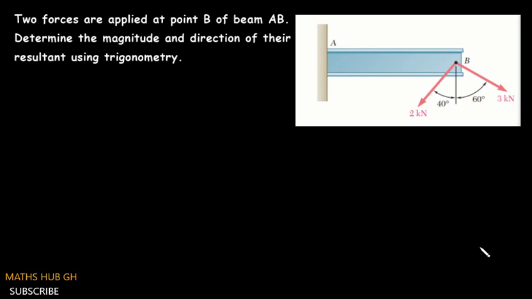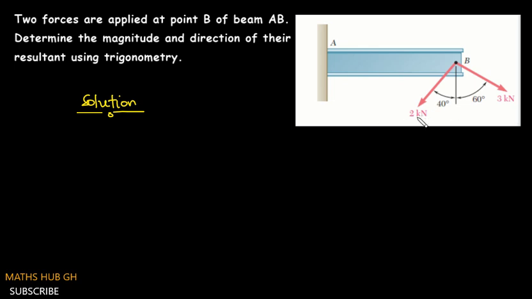In this video, we are going to solve this question I have here on the screen. The question says two forces are applied at point B of beam AB. Determine the magnitude and direction of their resultant using trigonometry. So let's look at how you are going to solve this question.